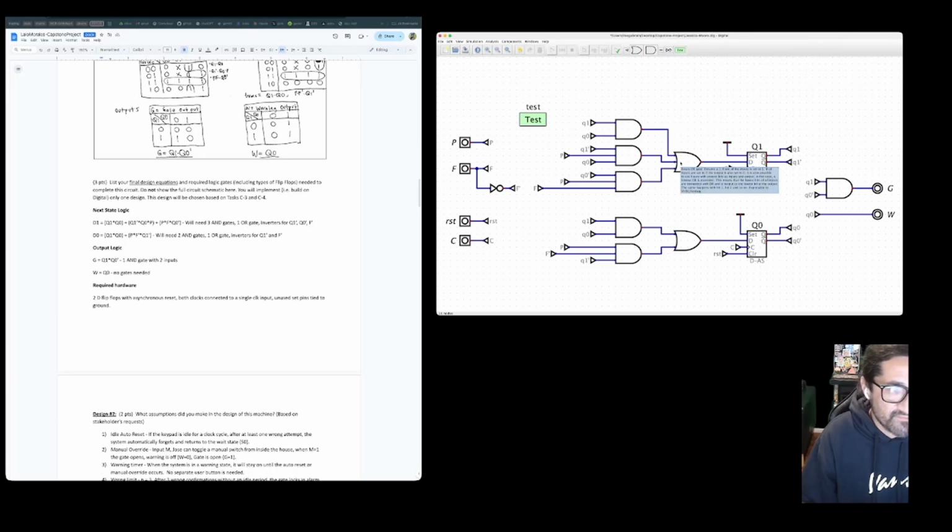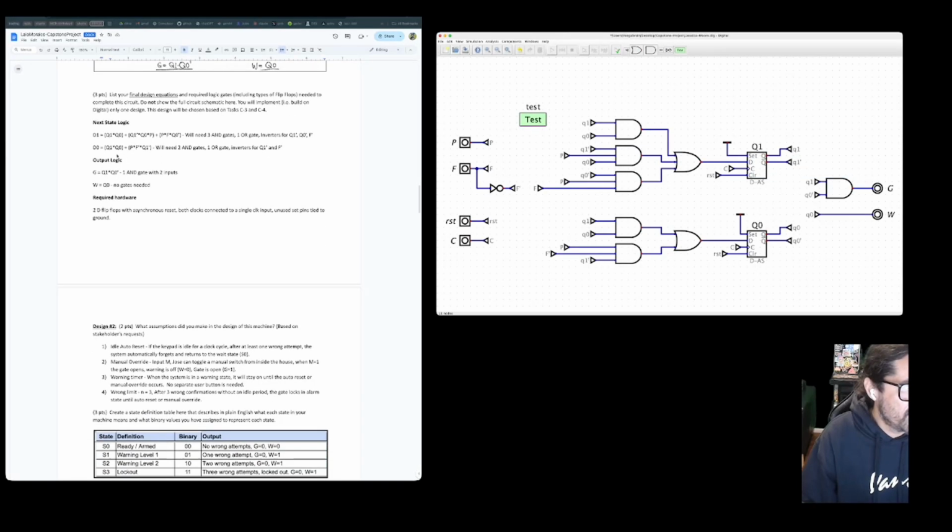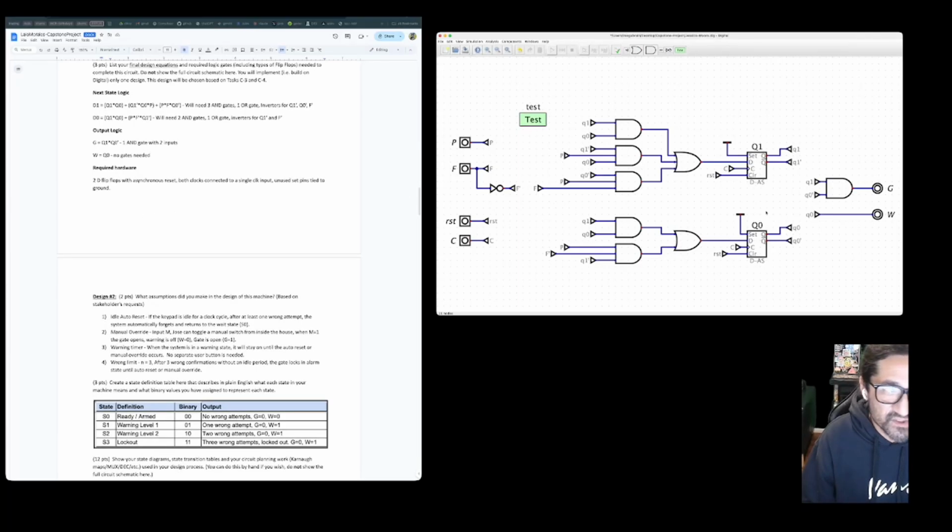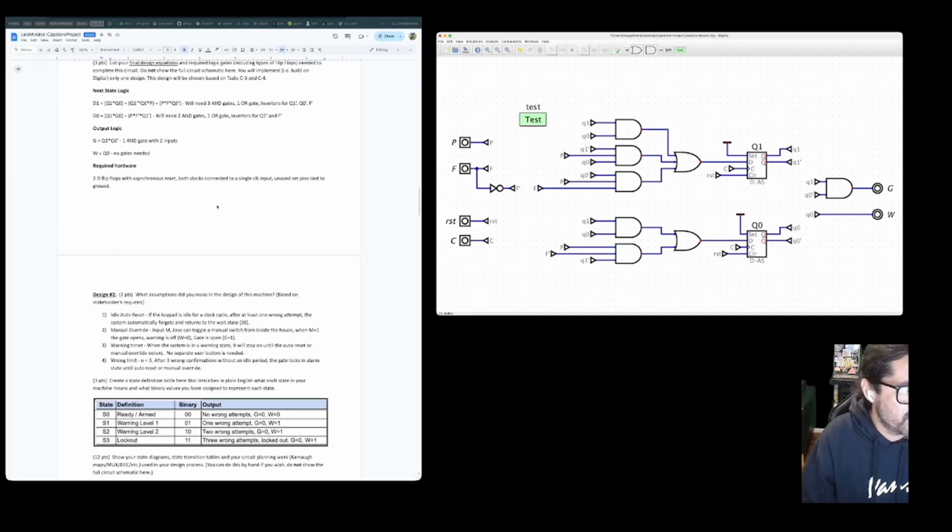And inverters for Q1, Q0, and F. Inverters over here. For D0, Q1 and Q0, or P and F not and Q1 not. So we need 2 AND gates, 1 OR gate, inverted for Q1 and F not, right here. The output logic is Q1 and Q0 not, right here. And for the output for W, there are no gates needed.